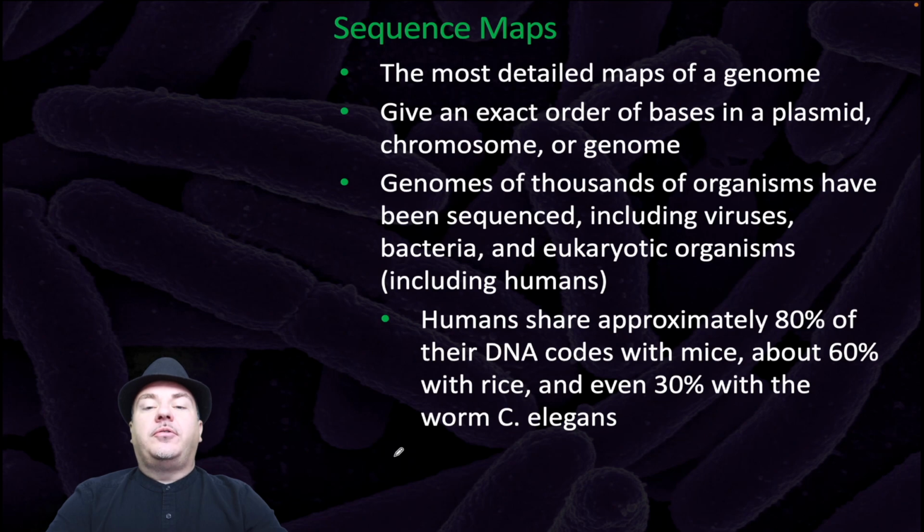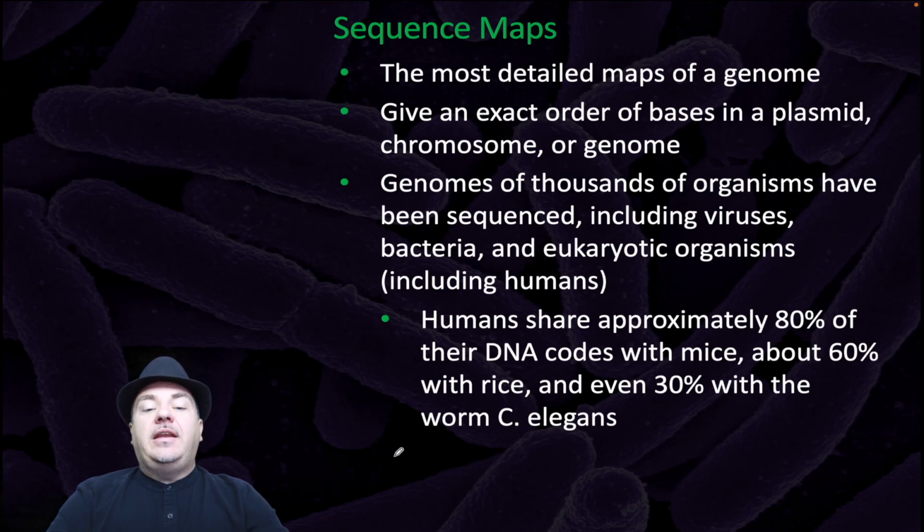Sequence maps are the most detailed maps of a genome. They give an exact order of bases in a plasmid, chromosome, or genome. Genomes of thousands of organisms have been sequenced, including viruses, bacteria, and eukaryotic organisms, including humans.